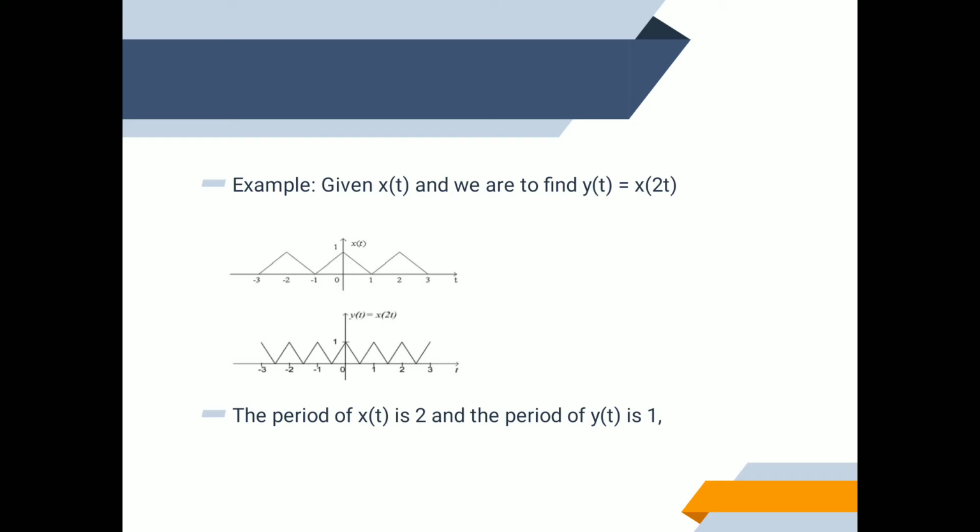Example: given x(t), we are to find y(t) equal to x(2t). In the first figure, the graph is represented by x(t), and the next one is y(t) equal to x(2t). The period of x(t) is 2 and the period of y(t) is 1. So this is the difference between both curves, and the time scaling in this curve is 2.